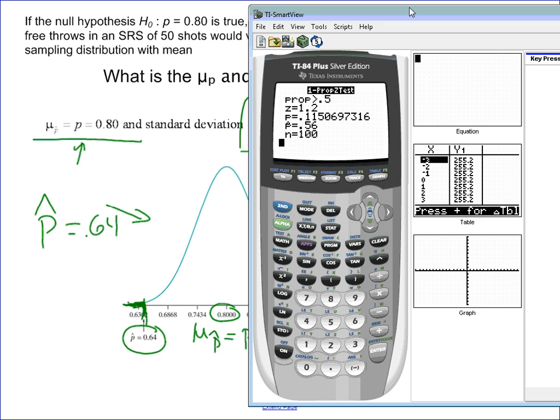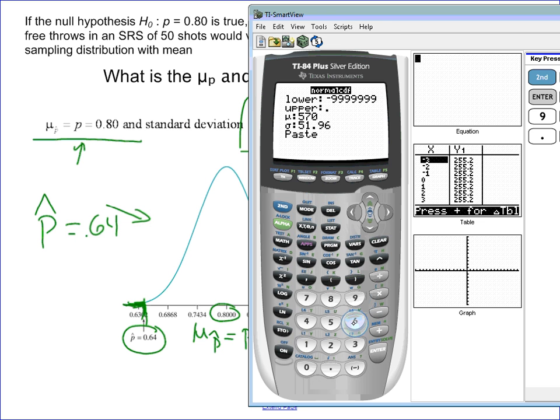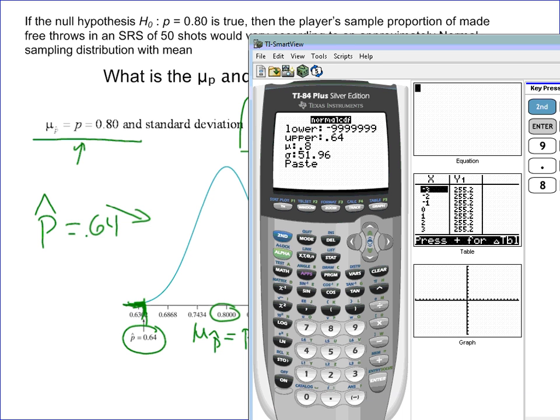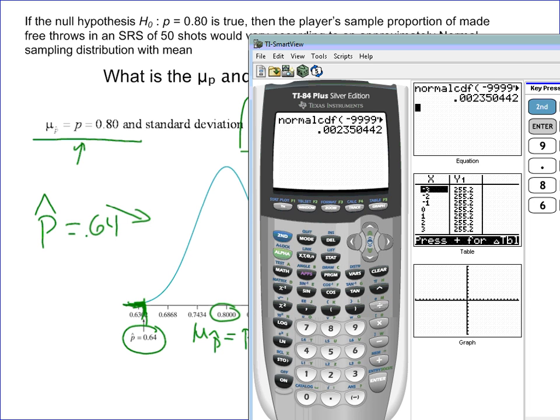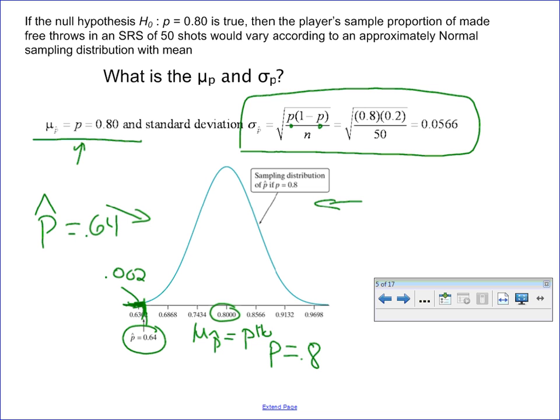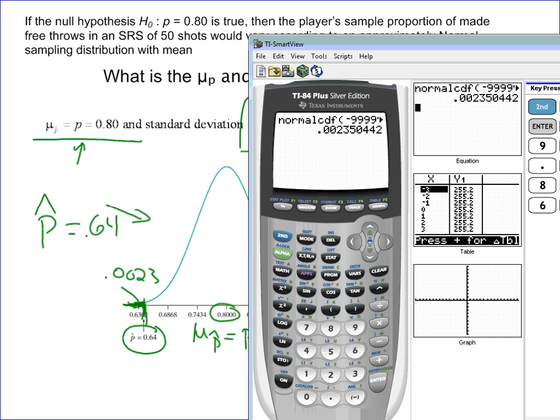Just real quick, it is a normal distribution. If we drew our picture, we want the area between negative infinity and 0.64 in a distribution with a center of 0.8 and a standard deviation of 0.0566. And so the area of this little shaded region is 0.0023. Sorry, my calculator disappeared. Yeah, 0.0023. So that's the area.